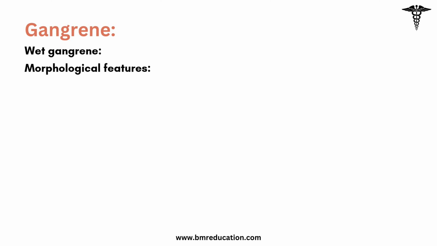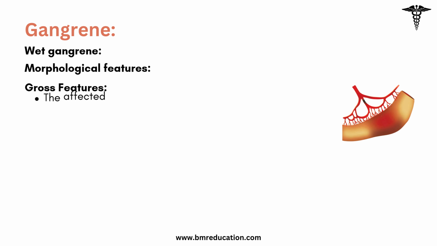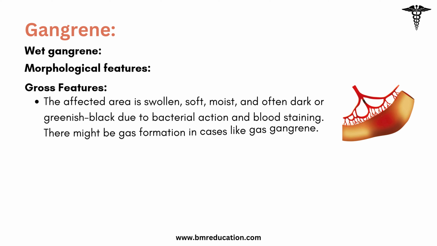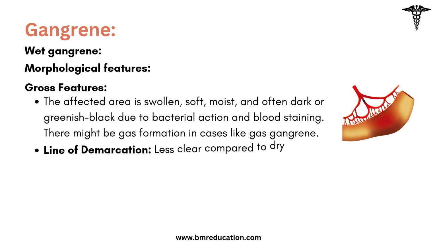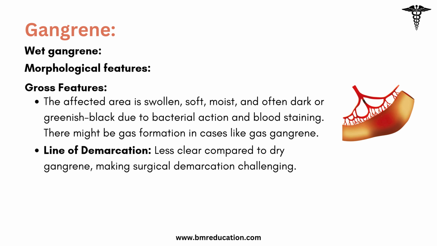Morphological features of wet gangrene. Gross features: the affected area is swollen, soft, moist, and often dark or greenish-black due to bacterial action and blood staining. There might be gas formation in cases like gas gangrene. The line of demarcation is less clear compared to dry gangrene, making surgical demarcation challenging.